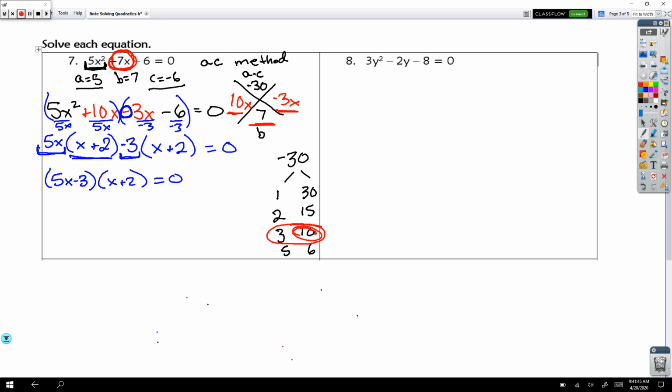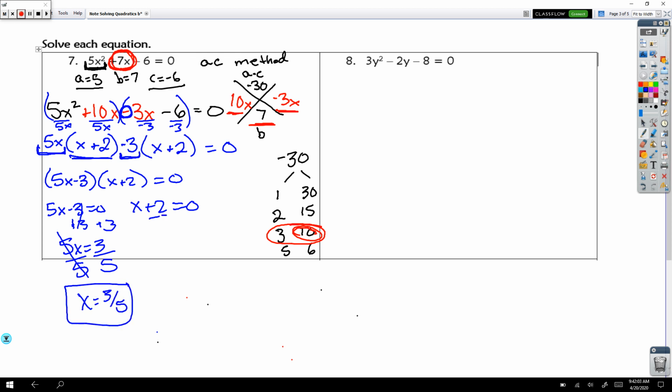Now that I have my two factors, I'm going to set each piece equal to 0. So 5x minus 3 equals 0, x plus 2 equals 0. Add the 3, divide by 5, we would get x equals 3/5. Subtract the 2, x equals negative 2. Alright.